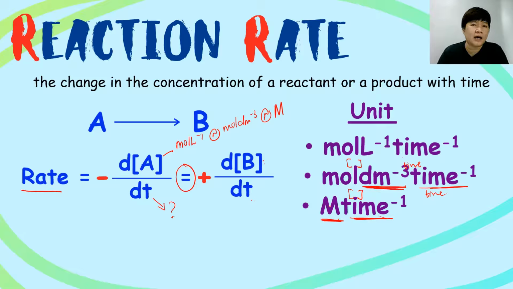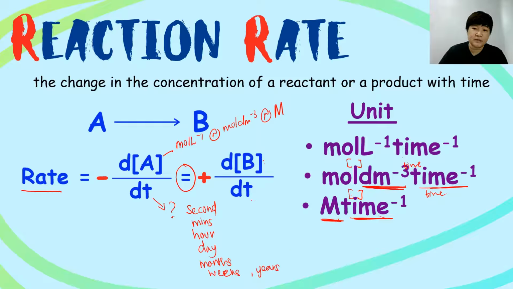But what would be the time? The time will depend on the question. If your reaction is fast, then it could be in seconds. If your reaction is slow, it could be minutes, days, months, years, and so on. Your time can be as small as seconds, minutes. It can be in hours, it can be in days, it can be in weeks, it can be in months, it can be in years.